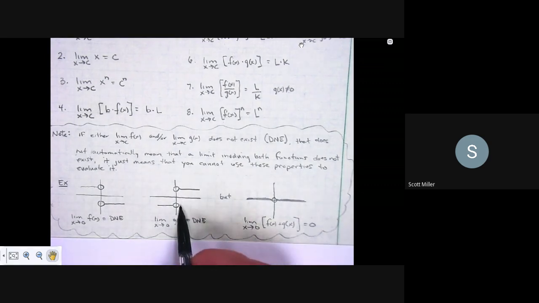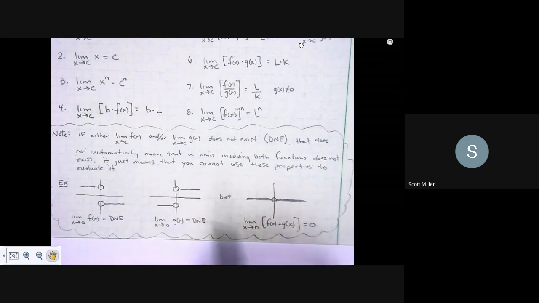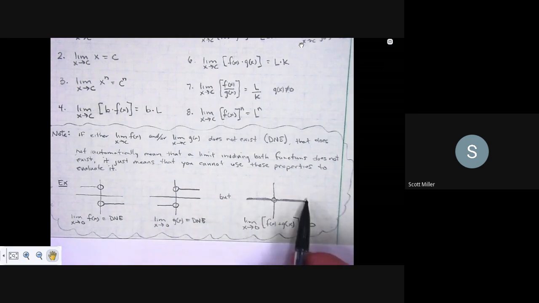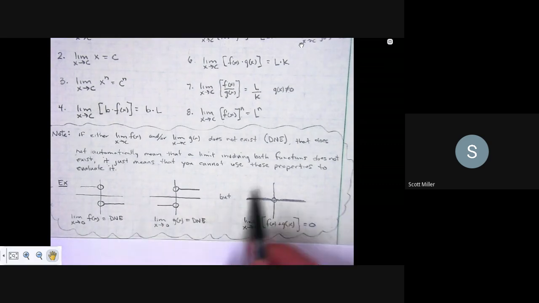Well, here's g. It's just the exact opposite of those. So over here it's -1. From this direction it's +1. So this one does not exist at 0 either. But if I add these two functions together, they become this graph right here. And this graph, as x approaches 0 from the left, is 0. As x approaches 0 from the right, it's 0. This one does exist. So we had two functions whose limit did not exist at 0. When I added them together, I created a new function where the limit does exist at 0.